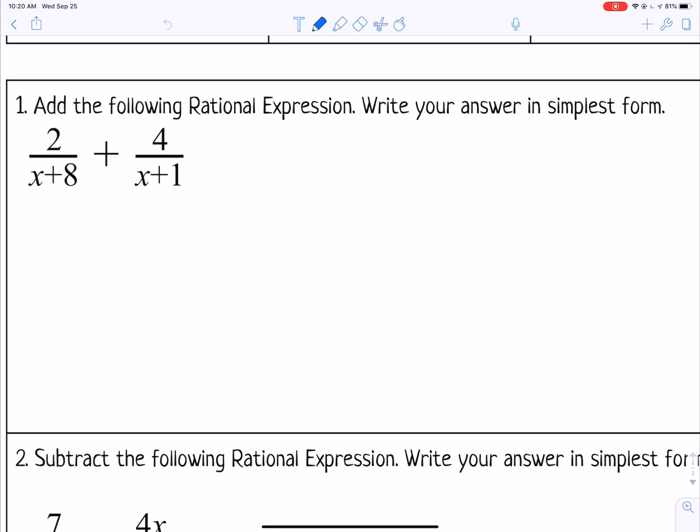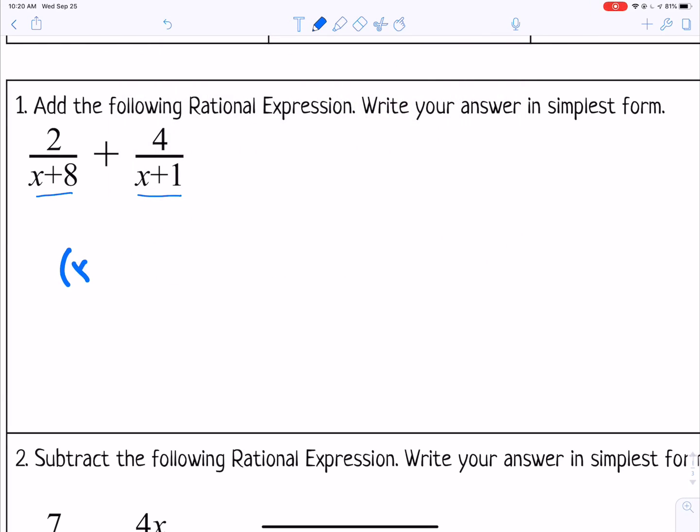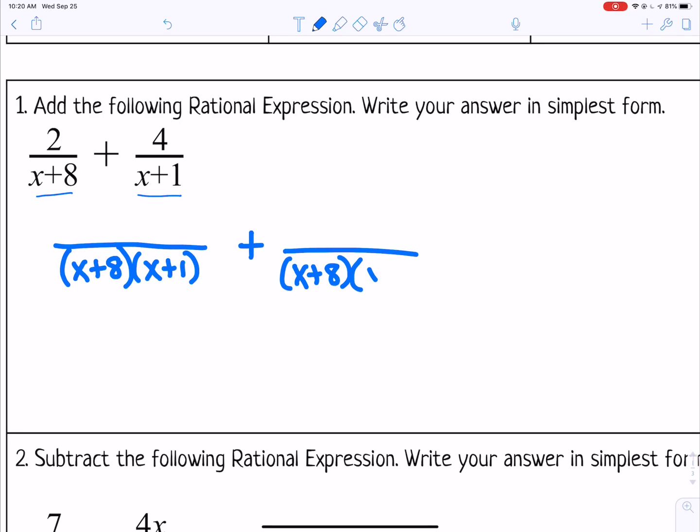I can't make x plus 8 become x plus 1, and I can't make x plus 1 become x plus 8. So I need one of each to be my common denominator. So I'm going to put x plus 8 and x plus 1 for my denominator, and I'm just going to write it out twice. Then I need to multiply the one on the left by what it does not have, which is x plus 1.